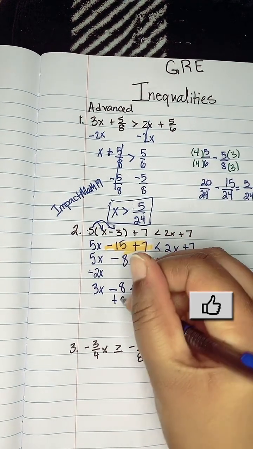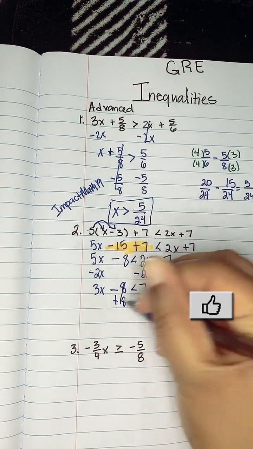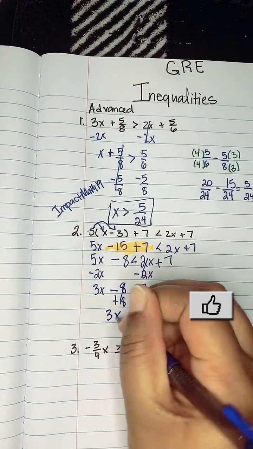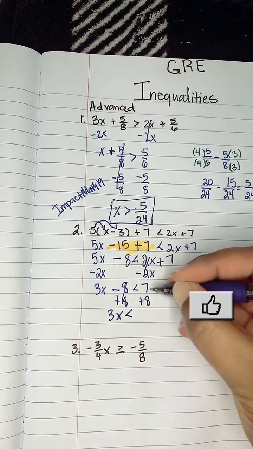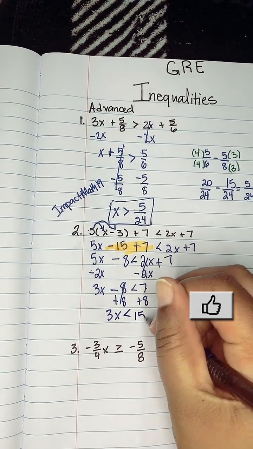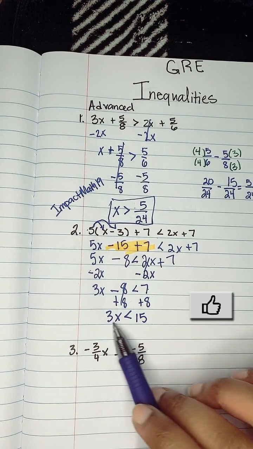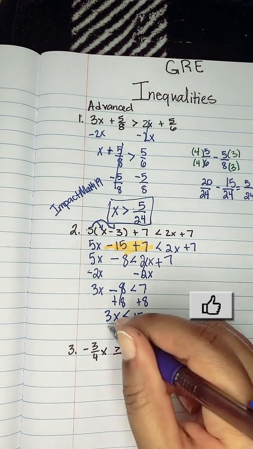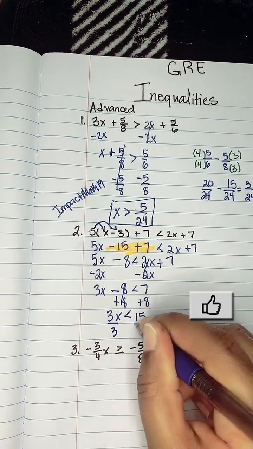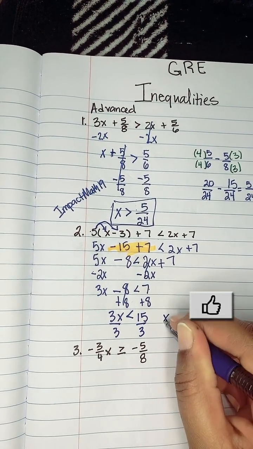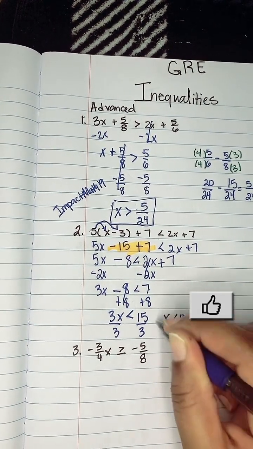So then we have plus 8, and we have 3X is less than 7 plus 8 is 15. Okay. Whenever you have a number attached to a variable, remember that's multiplying. So we're going to undo that by dividing, and X is less than 5.